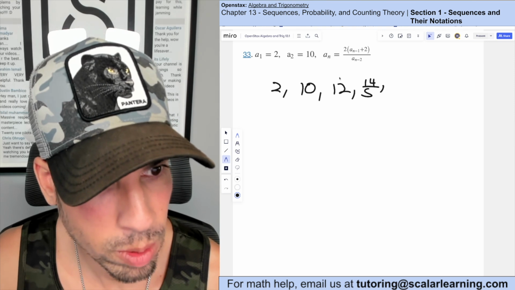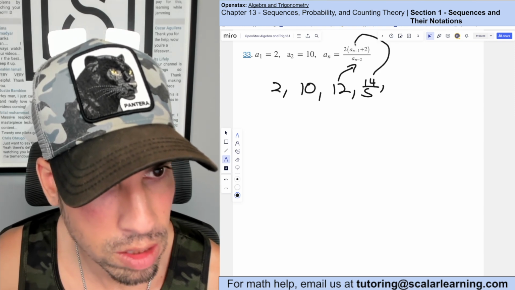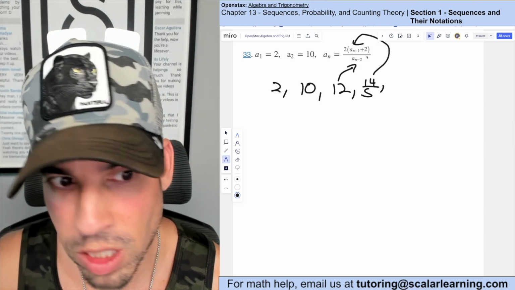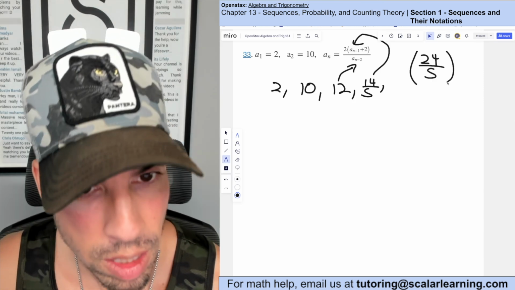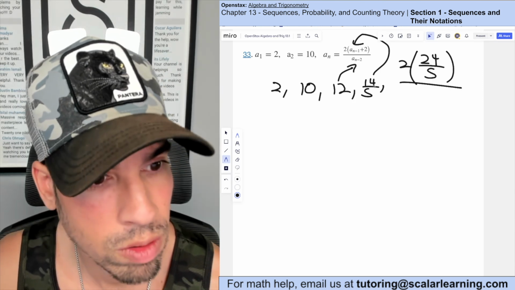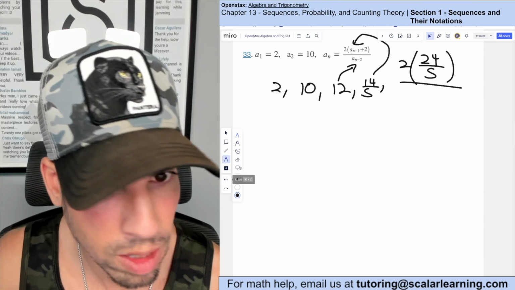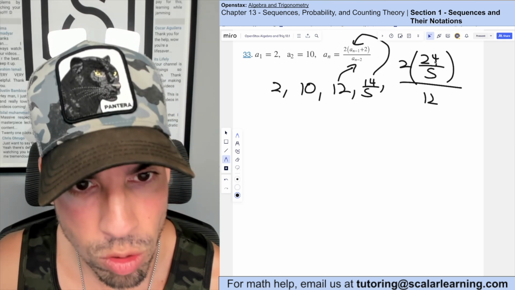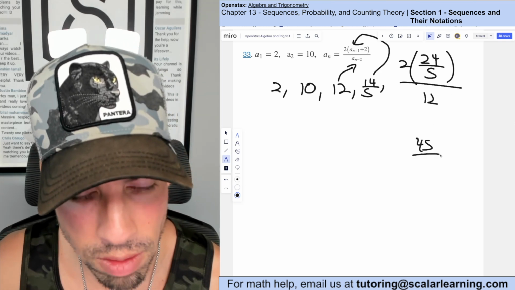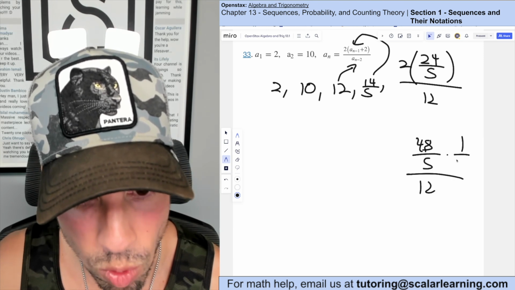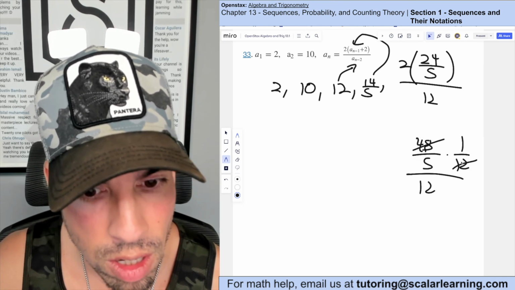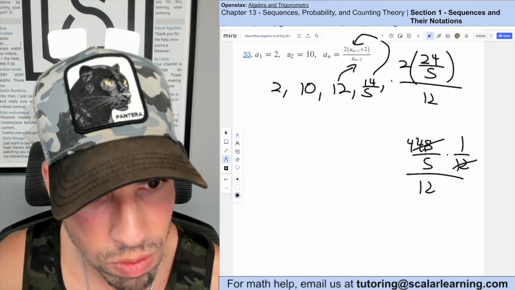Now to get the next term, we're going to plug in this here and this here. So we've got 14/5 plus 2 is going to be 24/5. And then this is going to be times 2 divided by this term, again, which is 12. So we're going to do 2 times 24, so that's 48/5 over 12, which is the same as times 1/12. These are going to cancel out to 1 and 4, so the next term is 4/5.